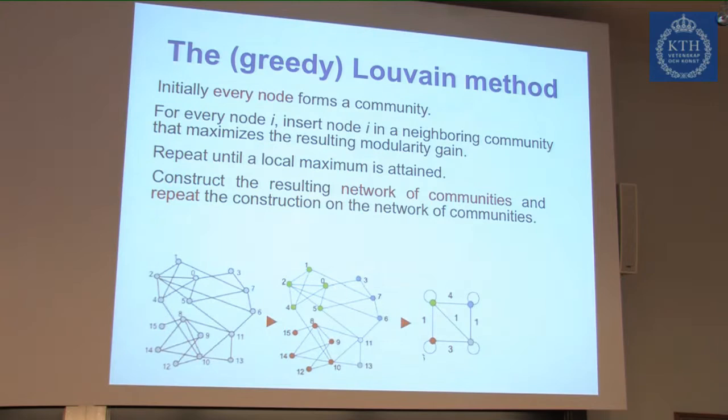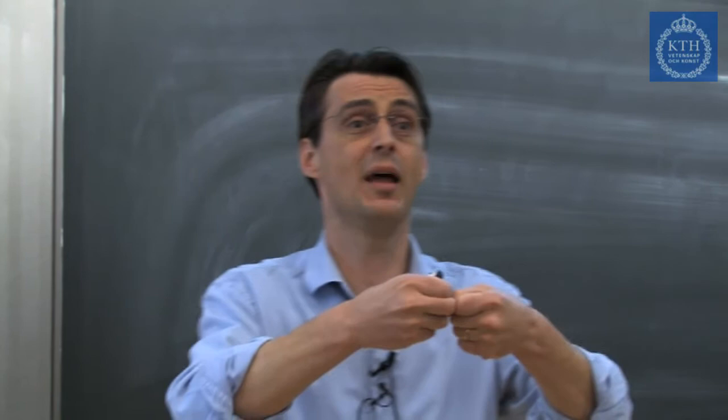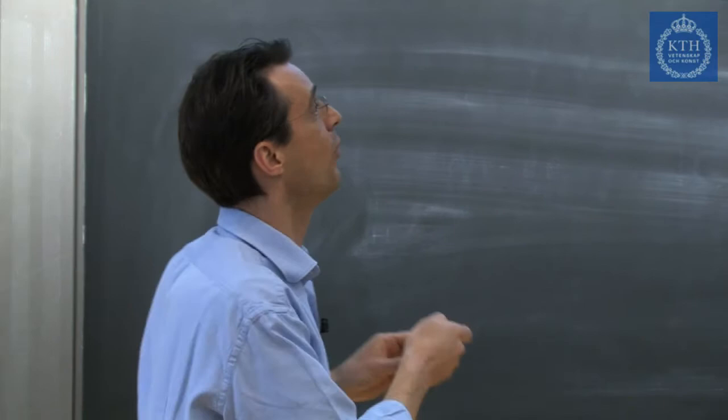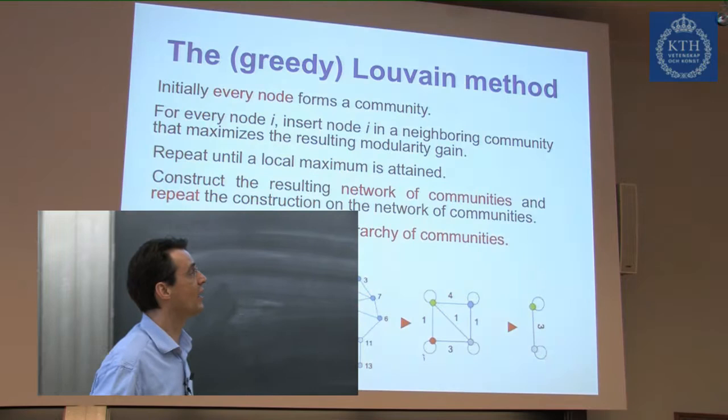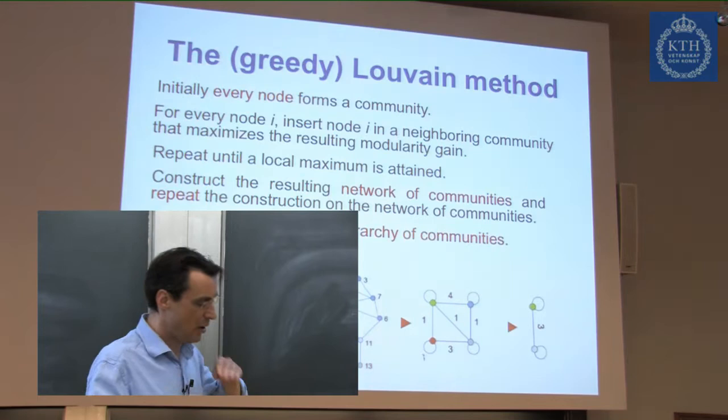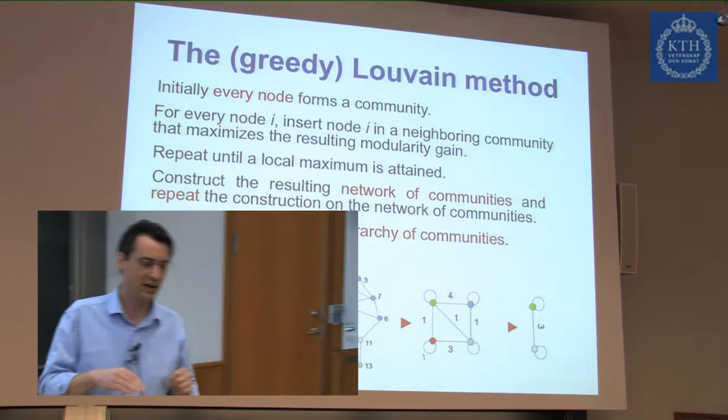That corresponds to taking all these three nodes and moving them at once with all these green nodes and making them into just one community. So I'm considering merging communities that were obtained at the previous steps. And I do this successively until there is no more gain in modularity. And so we proceed that way until we reach a situation where there is no more gain in modularity, then we stop.